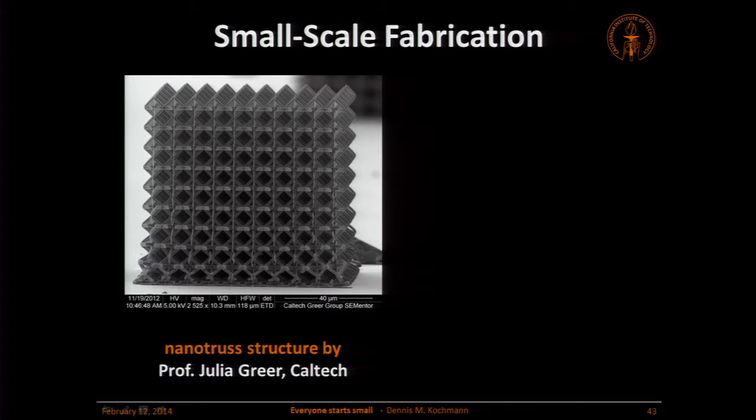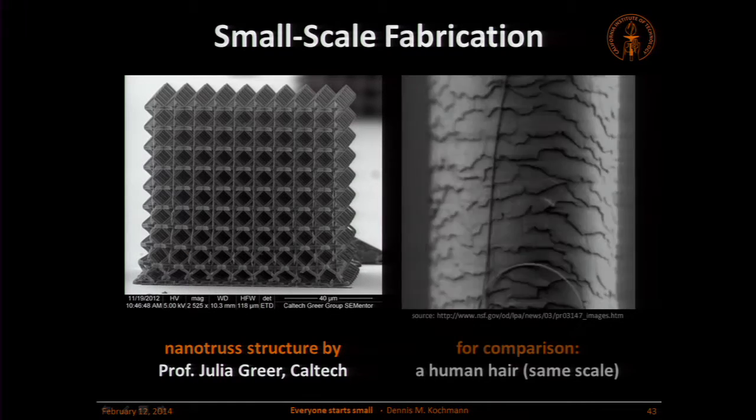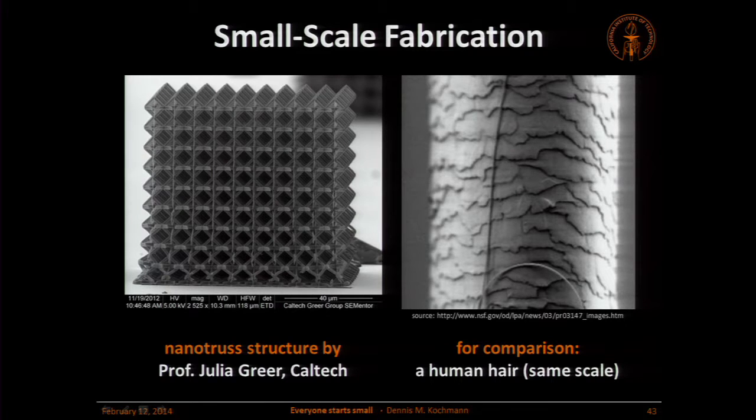Structural materials look like this. This is a nanotruss structure made by my dear colleague Julia Greer here at Caltech and her group. And they fabricate these structures. They are nothing else but very small truss structures. Each of these guys here is a hollow tube. And just to give you an idea of the length scale, this is a human hair on the same scale. So these are really tiny.